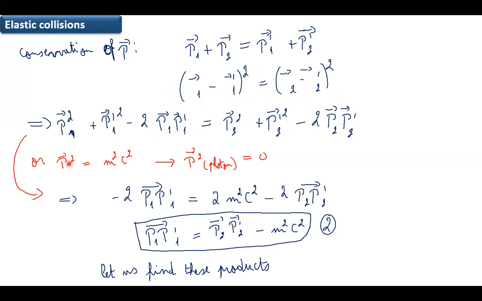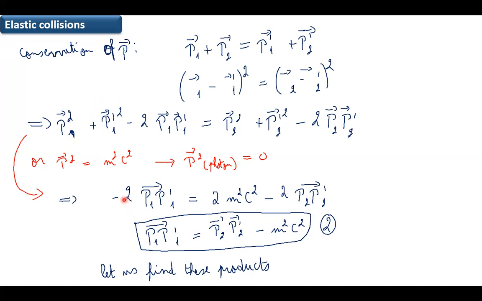P squared for any particle is equal to m squared c squared. No matter the velocity, whatever the motion, whatever the conditions, P squared, which is the norm of the four-momentum, is always equal to m squared c squared. So for a photon, it's 0 because m is 0. So this quantity is equal to 0, this quantity is equal to 0.